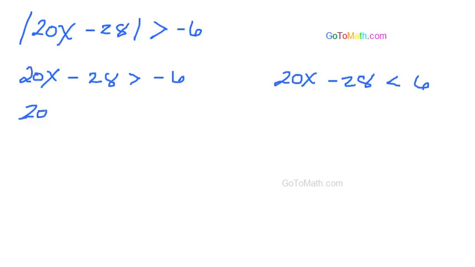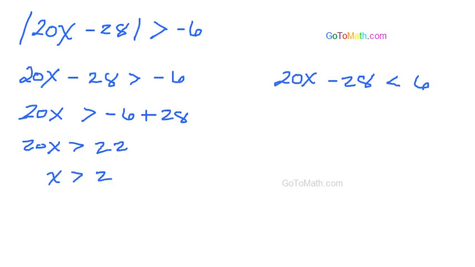So let's solve for x over here. We have 20x is greater than, and what is that, 22? 28 minus 6 is 22. And so now we have x is greater than 22 over 20, and of course that's going to reduce down to 11 tenths. So x is greater than 11 tenths.